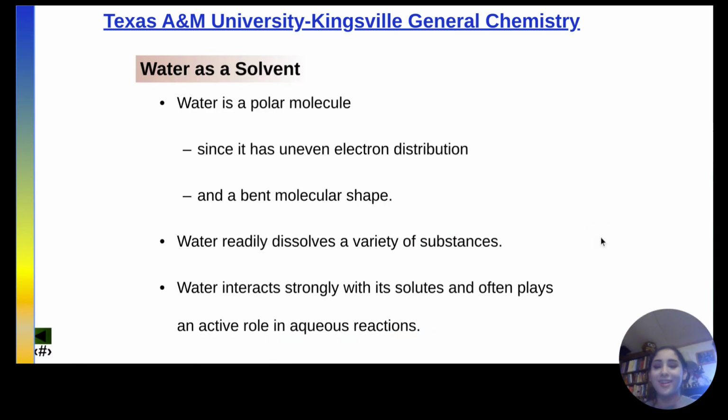Okay, so water as a solvent. As we said previously, water is a polar molecule since it has an uneven electron distribution: all of the negatives up here and all the positives down here. It also has a bent molecular shape, which is kind of like a triangle, but without the bottom.